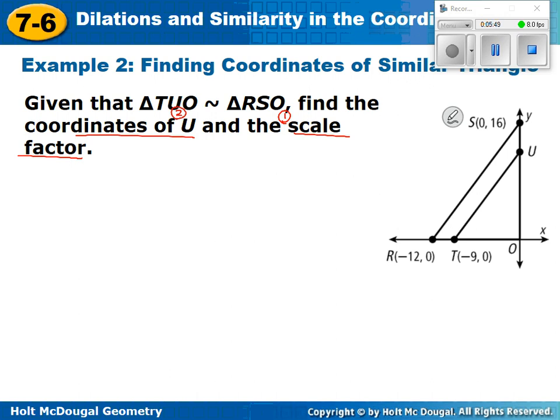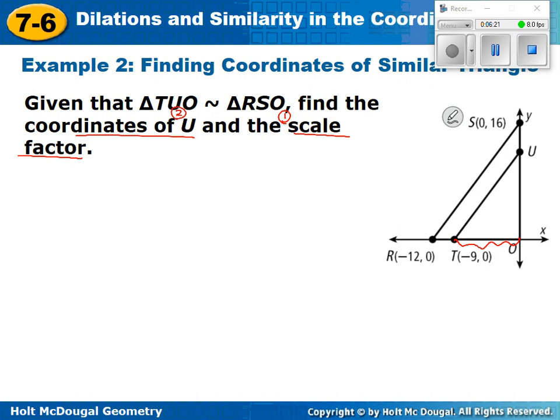If they're similar, what do we know about the ratio of their sides? Or what do we know about the sides? They're proportional. So we know that we should be able to compare any two corresponding sides, and that will give us our similarity ratio or our scale factor. So when I look at this picture, first of all, notice where these coordinates are at. Let's find the lengths of the sides. So what would this distance from 0 over to t be?